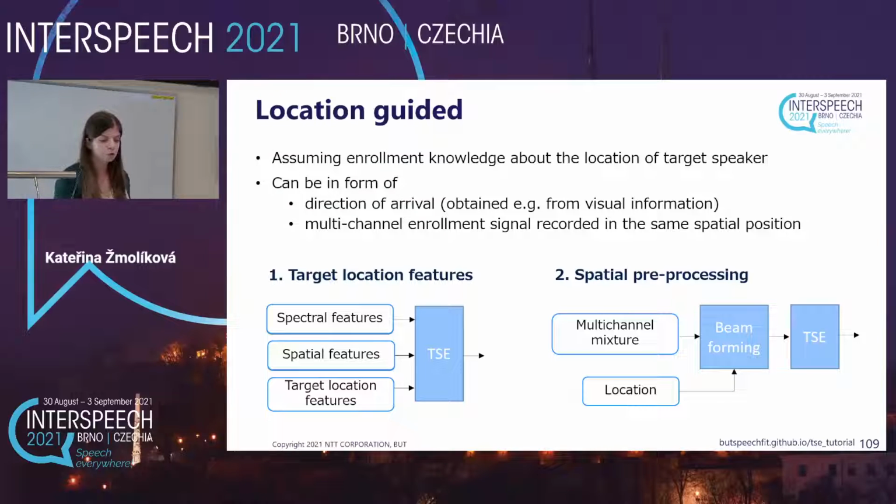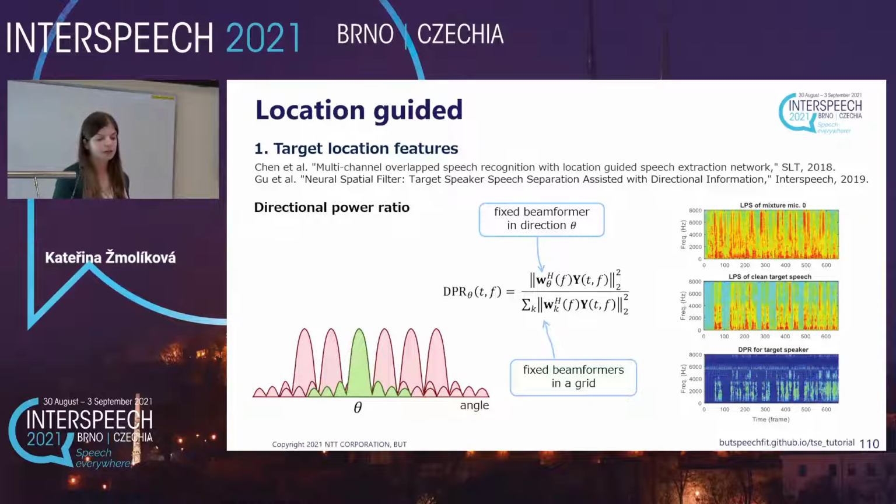There are two possible location-guided methods that I will describe here: either target location features or spatial preprocessing. In the case of target location features, we take the known direction from which the speaker is speaking, and we extract some kind of features that we can then use at the input of the neural network.